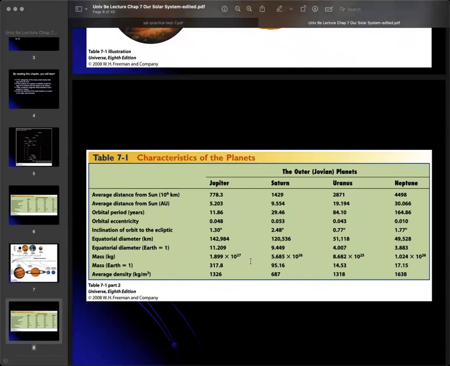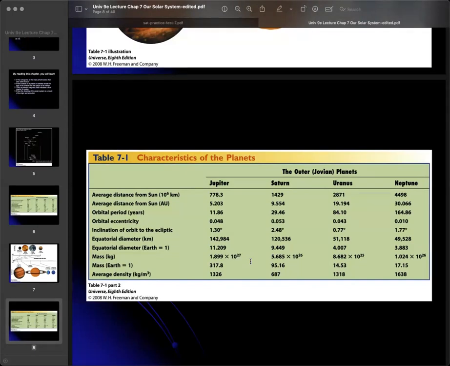Now, same numbers for the outer or Jovian planets. There's a third name for them, gas giants, obviously because they are giants and they are not solid like the inner planets. They are made up of gas. Okay, so because of that, one thing that will be very noticeably different will be the density.